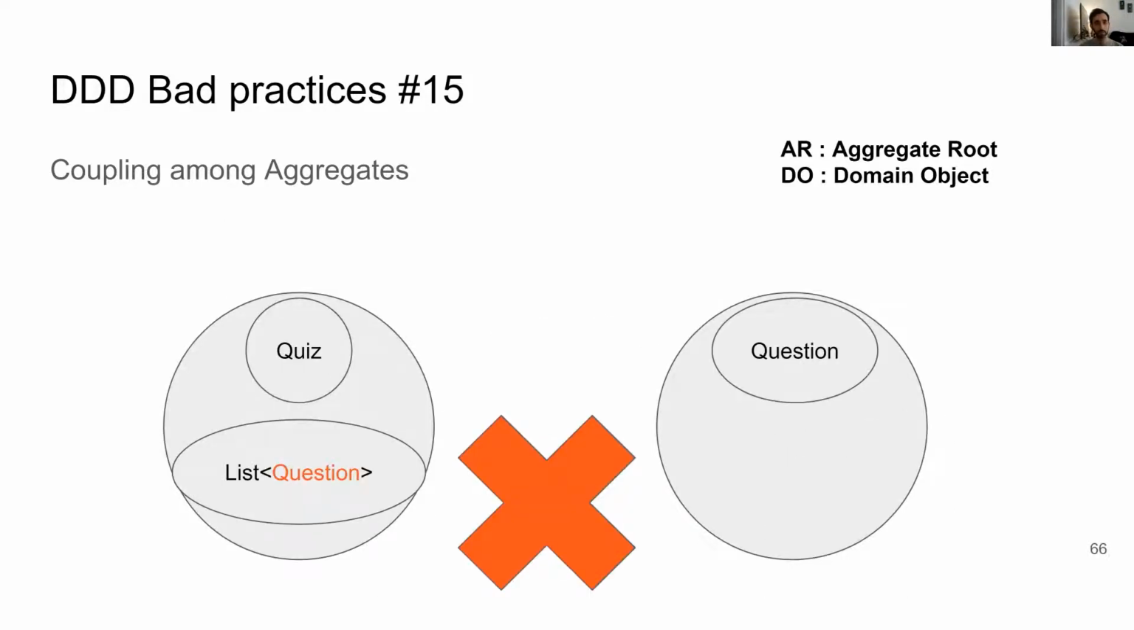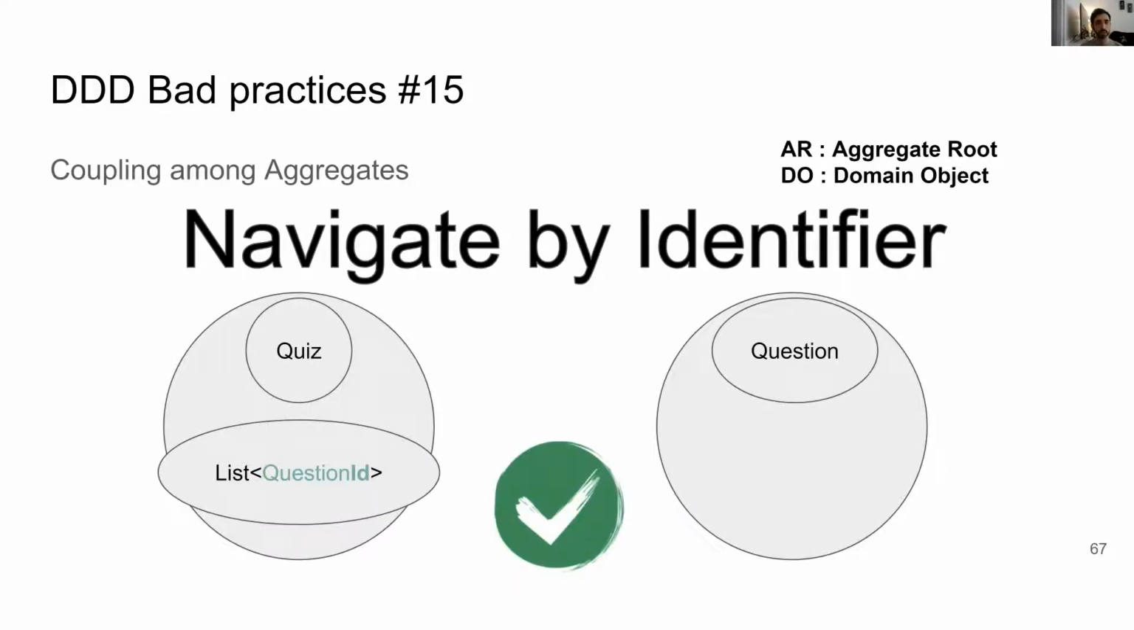Imagine if you have some quiz aggregates, and a quiz has a list of questions. So the question is another aggregate. Again, you have a hard coupling here. And the idea is to use the identifier of the questions to loosen the coupling between quiz and questions. In this solution, if we need some question from its ID, we can call the database and find the question that we are looking for.